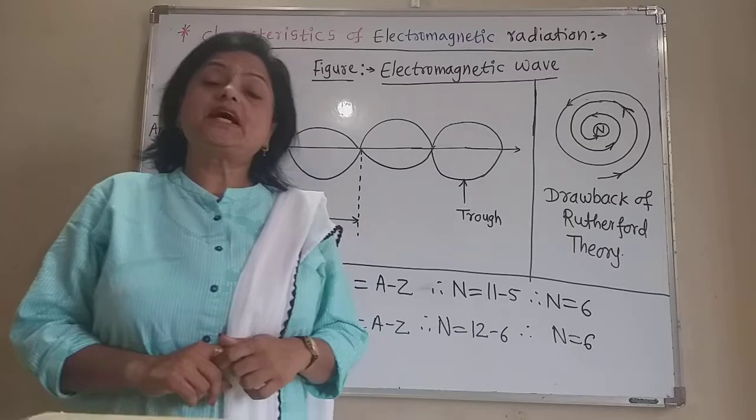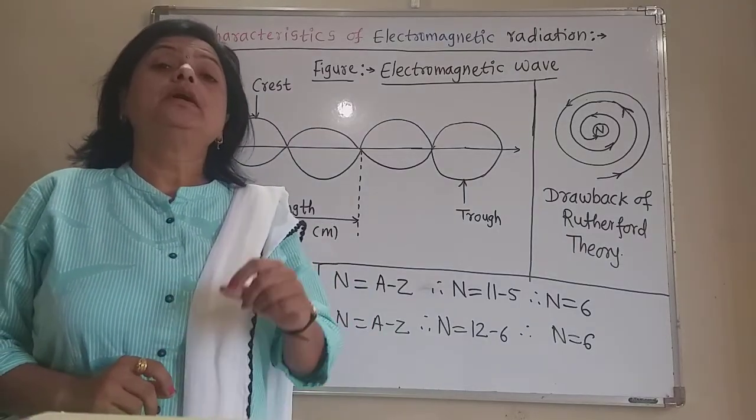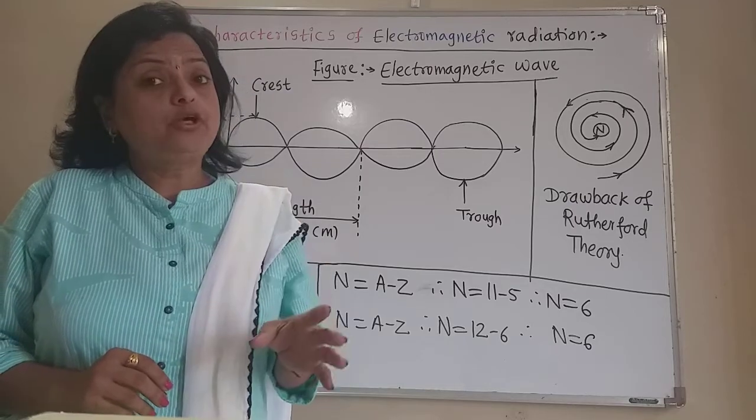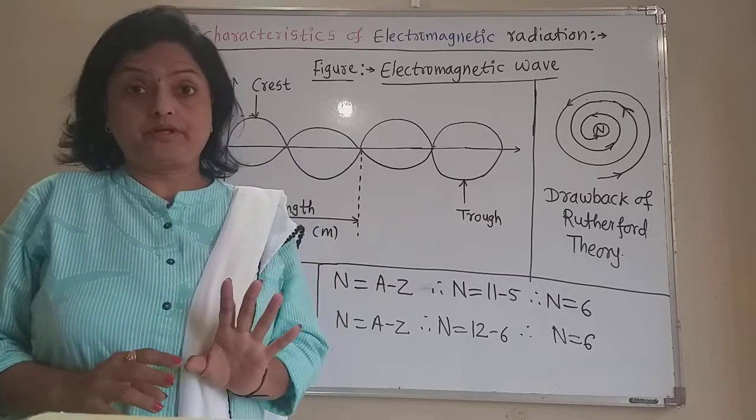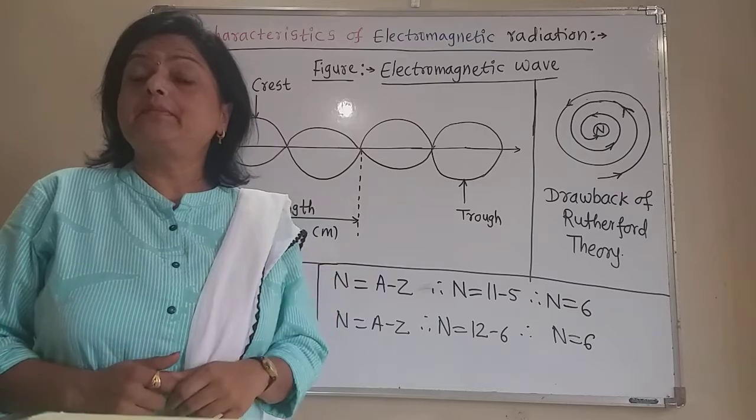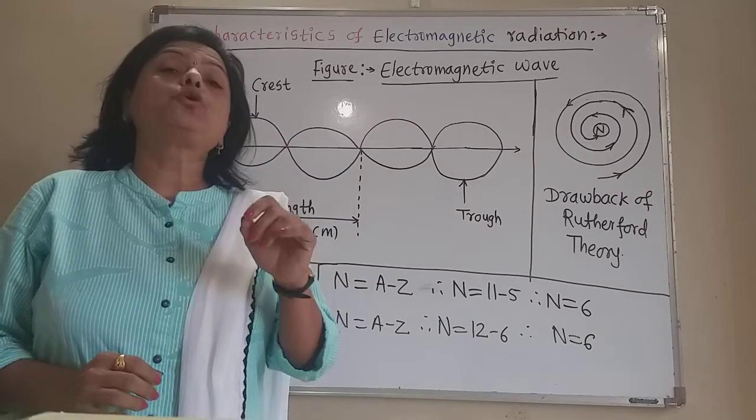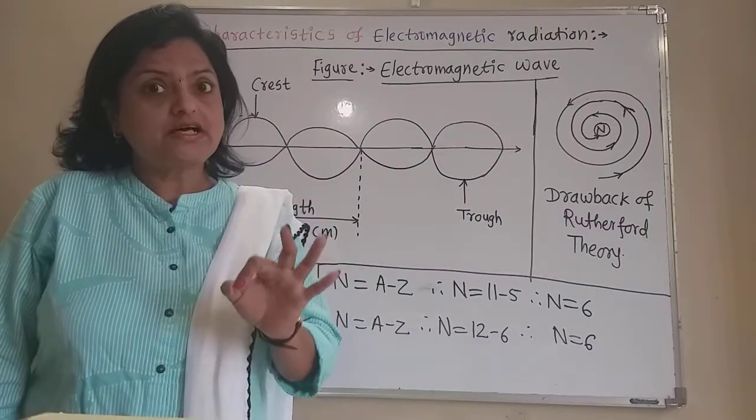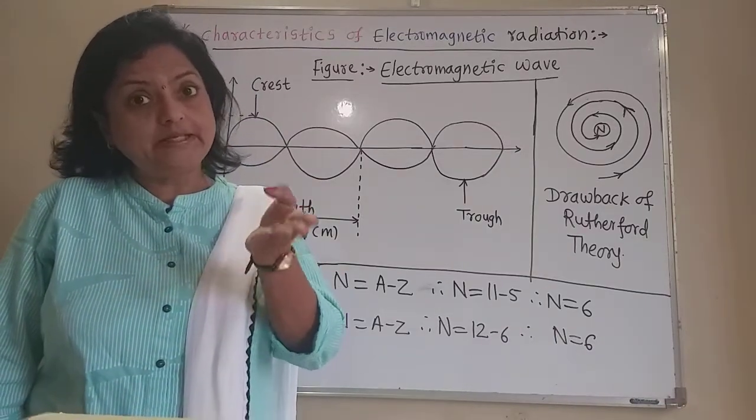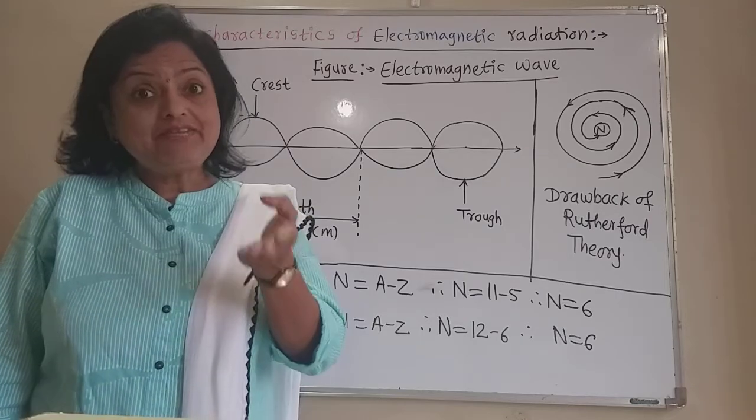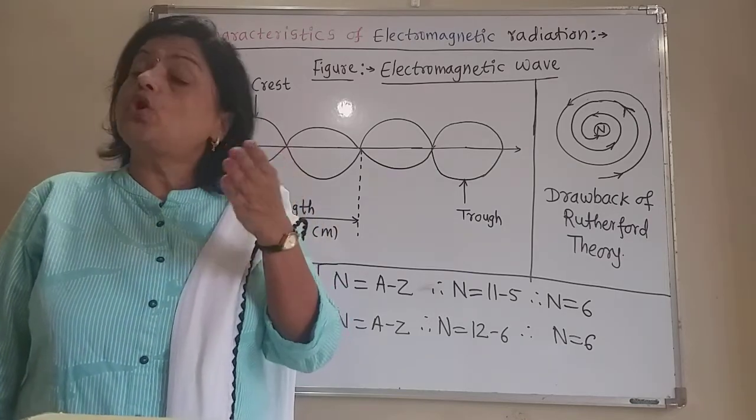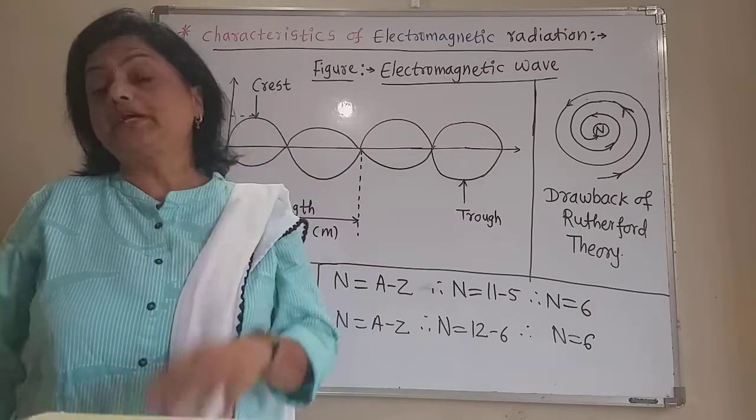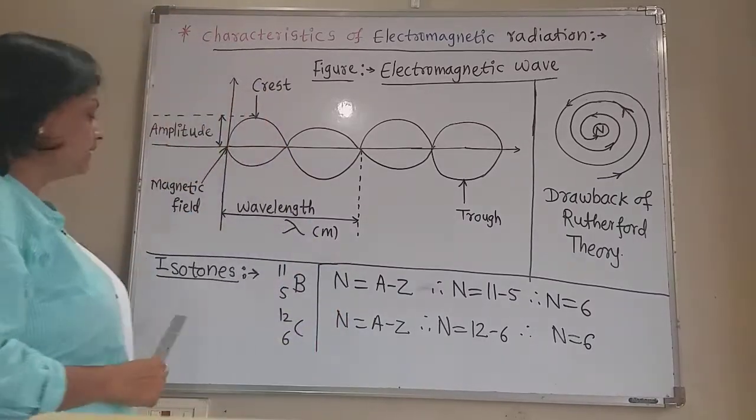Now isotones are also atoms of different elements, but they have different atomic numbers and different mass numbers. Then what is the same about them? Only the neutron number is the same. Isotones are atoms of different elements having the same neutron number but different mass number and different atomic number. Now see the example.